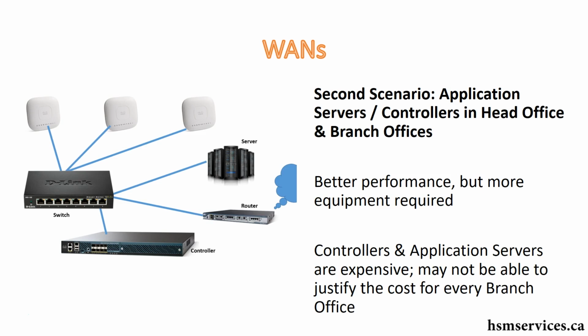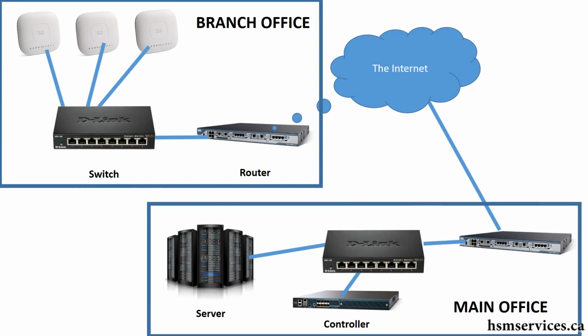Our second scenario is to put our servers and controllers in our head office and our branch offices. And we have a better performance here, but obviously it's more expensive. So you may decide it's too expensive. You may do it in some offices and not others, depending on the size. And what that looks like, again, is exactly like our previous scenario, but now we've added server and controller in our branch, and now the traffic goes from our AP to the switch to the server and controller here, and it handles it locally.